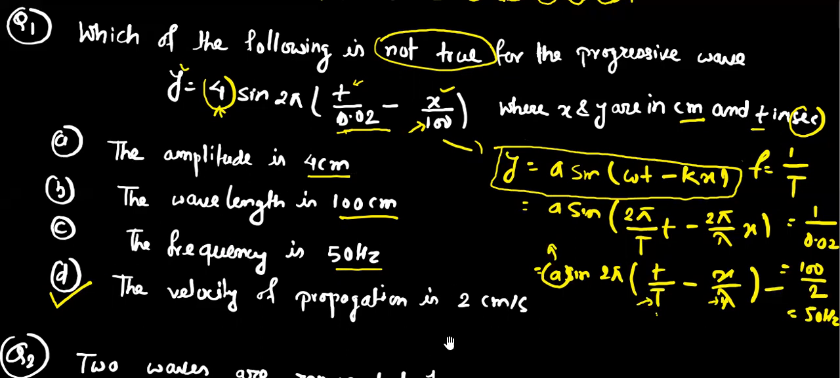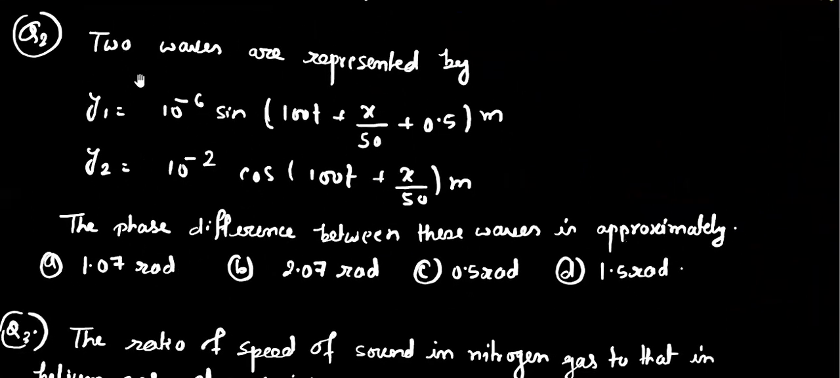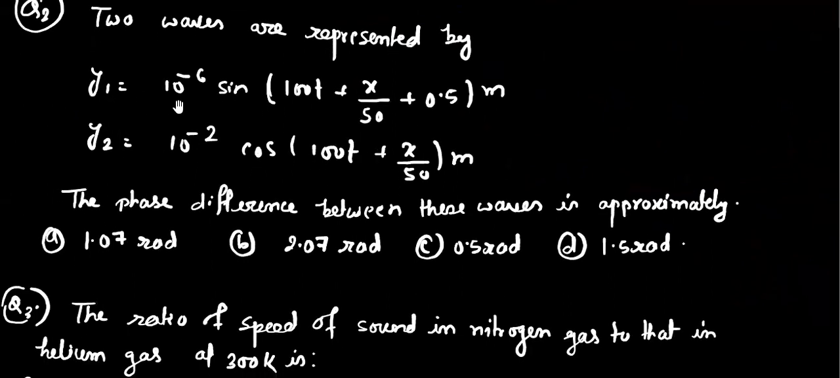Now we are heading towards question number 2. Two waves are represented by y1 equal to 10 to the power minus 6 sine of (100t plus x by 50 plus 0.5). This is given in meter. Y2 is a cosine wave. We have to calculate the phase difference between these waves, approximately. It need not be the exact value; we have to find the approximate value.